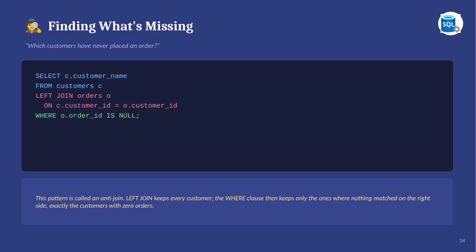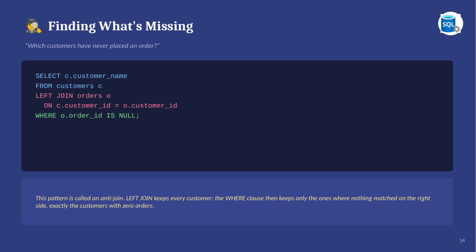Let's walk through a genuinely useful pattern. Finding what's missing. The question is, which customers have never placed an order? Here's the query. Select customer name. From customers, left join orders on matching customer ID, where order ID is null. This pattern is called an anti-join.